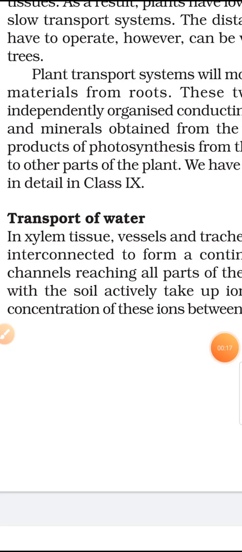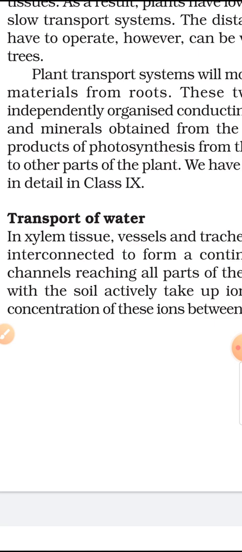Let's move to the next topic. Yes, so today we'll see how the transport of water takes place within the plant.